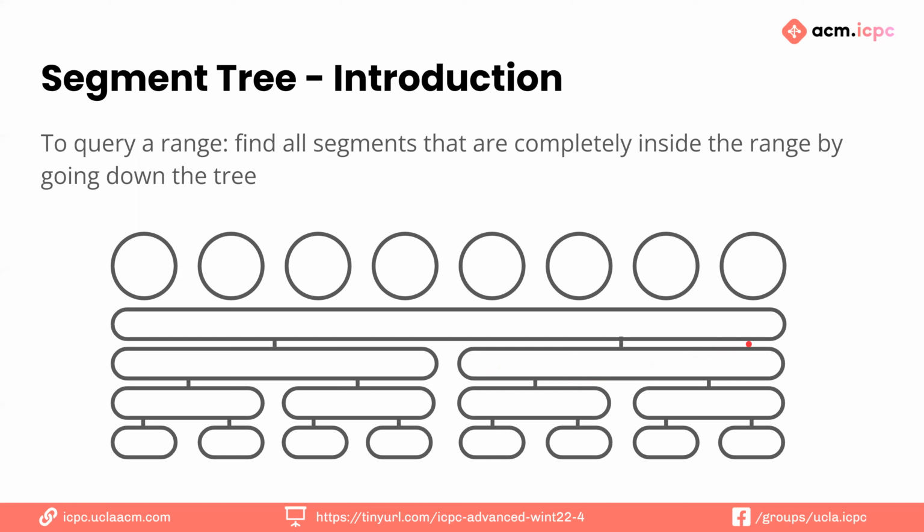To query a range, we just find all the segments that are completely inside the range by going down the tree. By this construction, it is guaranteed that those segments are disjoint. So if we just add up the sums of those segments, we get the sum of the range.